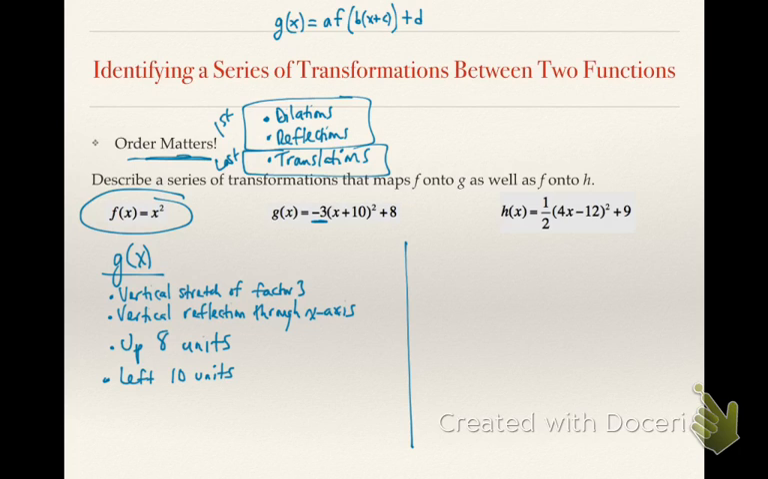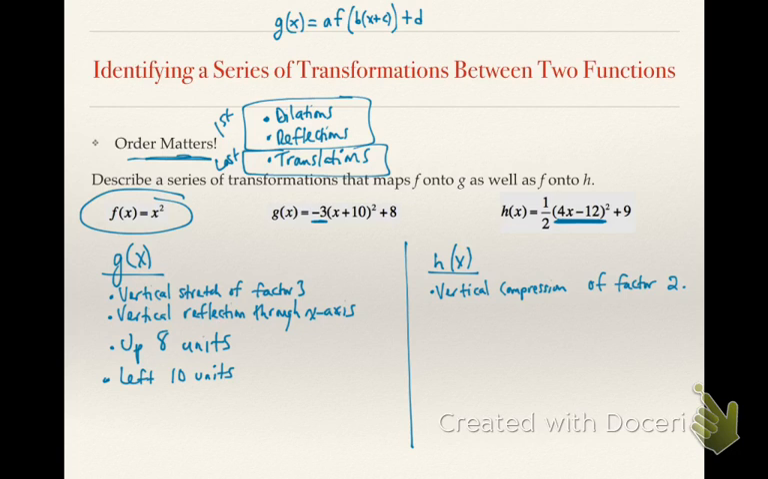So now let's look at h of x. Again, let's look at the dilations and reflections, and then the translations. I see I'm multiplying the piece that's squared by 1/2, so the function is being multiplied by 1/2. That means I have a vertical compression of factor 2. There's no negative in front of the 1/2, so we're not reflecting through the x-axis.